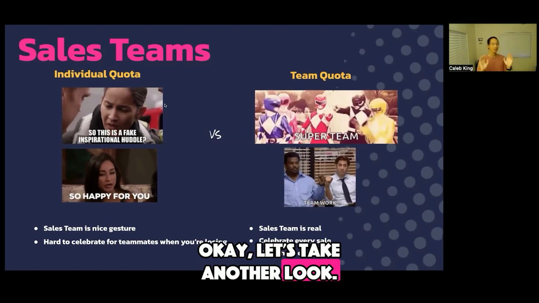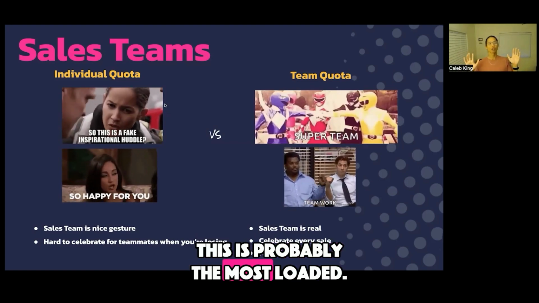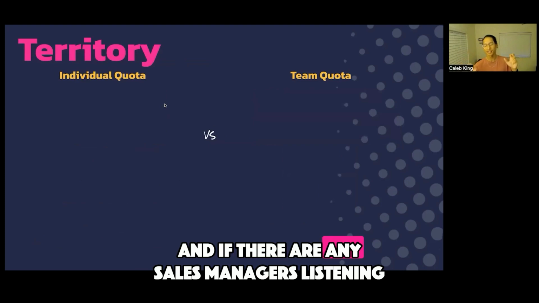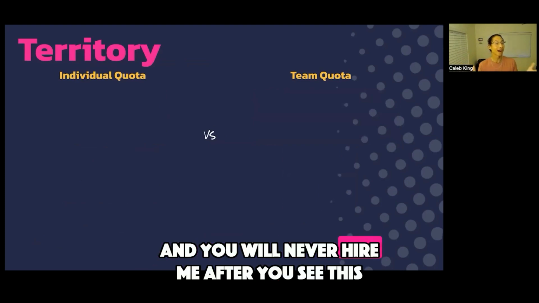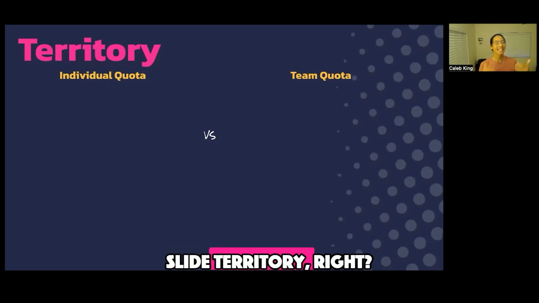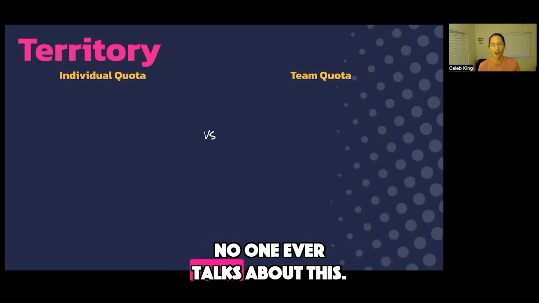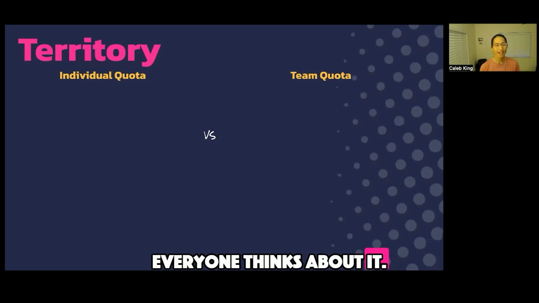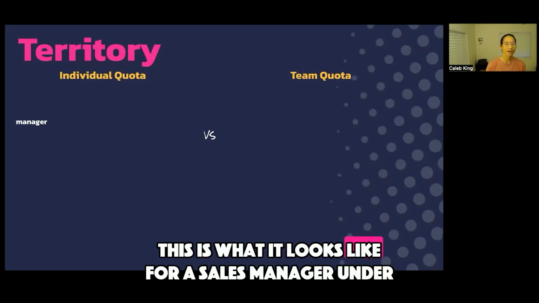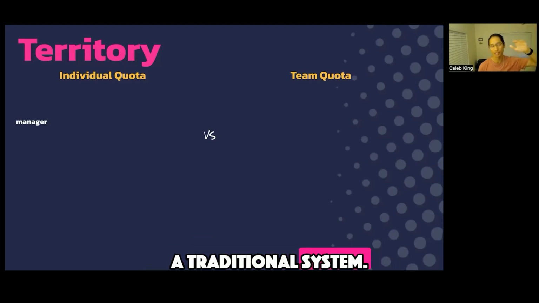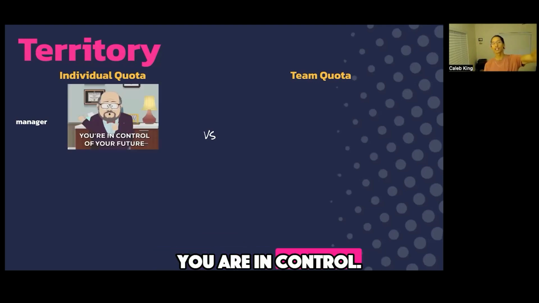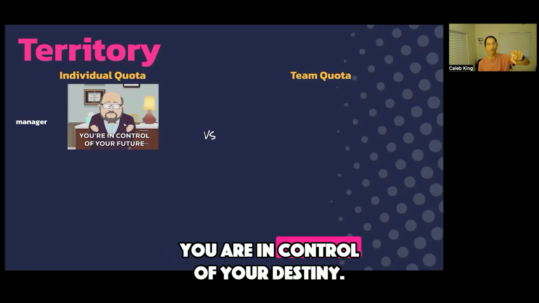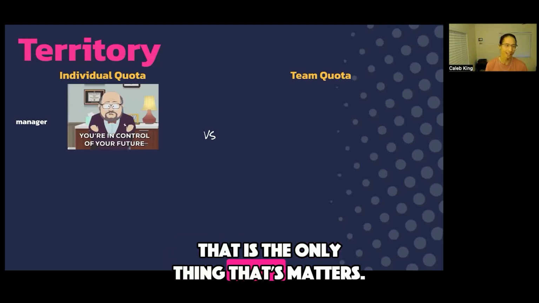Let's take another look. This is probably the most loaded one. And if there are any sales managers listening to this, I'm sorry. And you will never hire me after you see this slide. Territory, right? No one ever talks about this. Everyone thinks about it. This is what it looks like for a sales manager under a traditional system. This is what the sales manager tells you: your territory doesn't matter. Get it out of your head. You are in control of your destiny. That is the only thing that matters.